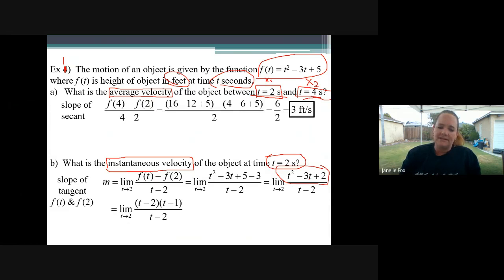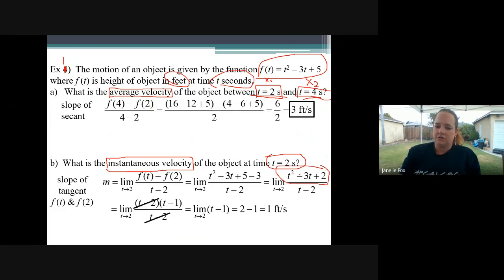It's still going to be the limit as t approaches 2. I'm going to cancel my t minus 2's. All that I'm left with is the limit as t approaches 2 of t minus 1. Finally, I can plug in 2 without it self-imploding. When I plug in 2, I just get 1.